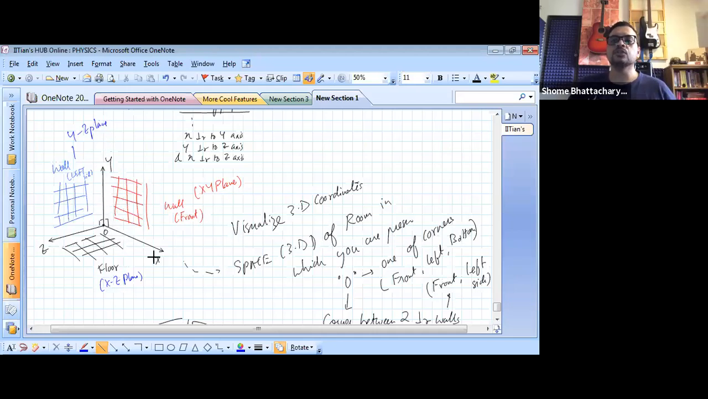So you can see these two are perpendicular to each other, x and y are perpendicular. And the edge between the wall on your left and the floor below you, that one is your z-axis. So you can see that each of these edges is perpendicular to each other. So x-axis is perpendicular to y-axis, x-axis is perpendicular to z-axis, and y-axis is perpendicular to z-axis. So that is how you visualize the three-dimensional coordinate frame in three-dimensional space.